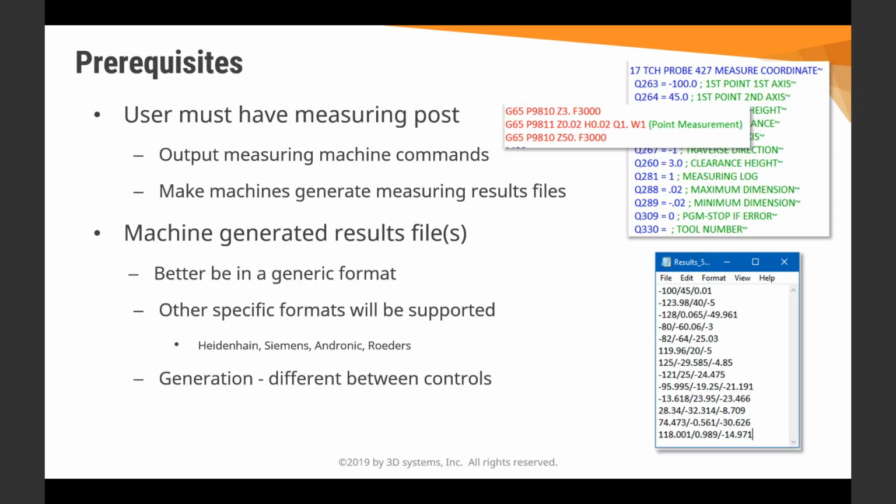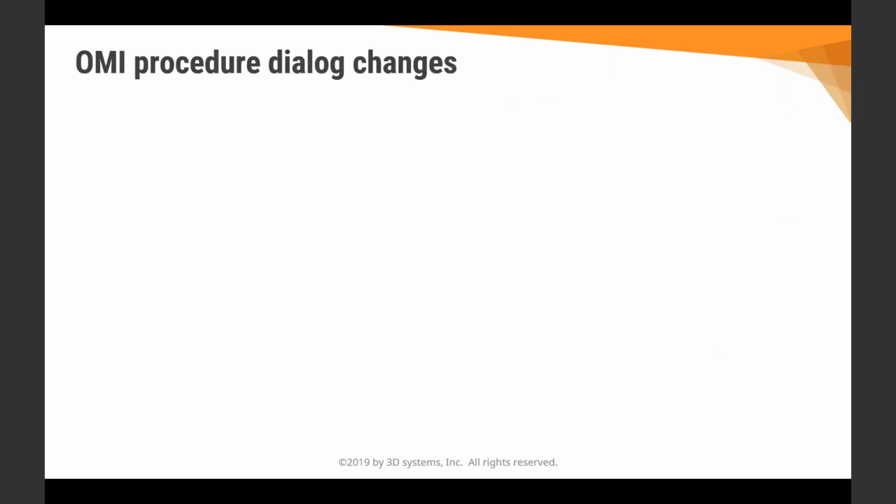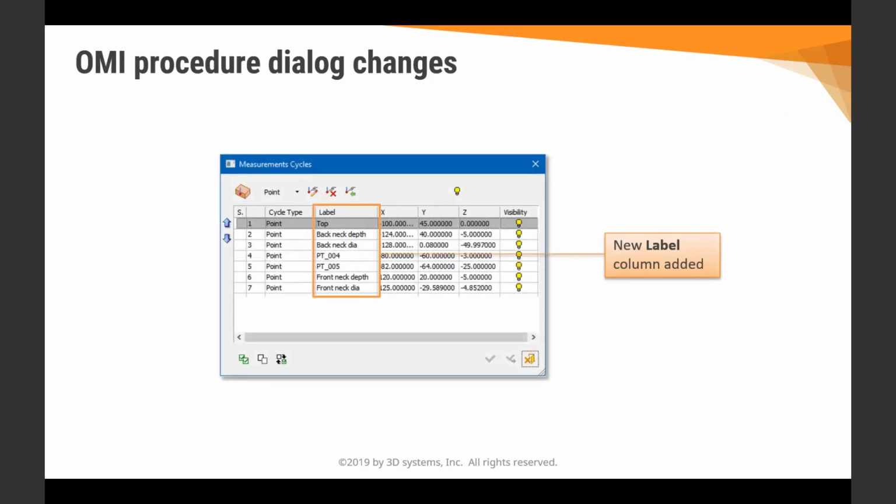The generation of the result files is different between controls. It is the provider's responsibility to get them output properly. The first change which was done in this regard is the new label column added to the measurement cycle dialog, where the user can give the measured points a meaningful name to replace the system default ones for better recognition later on in the process.